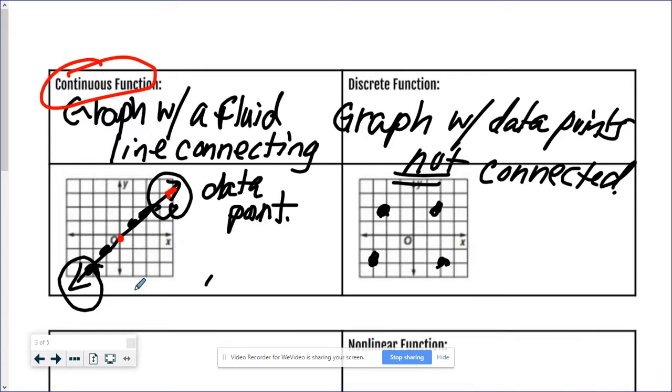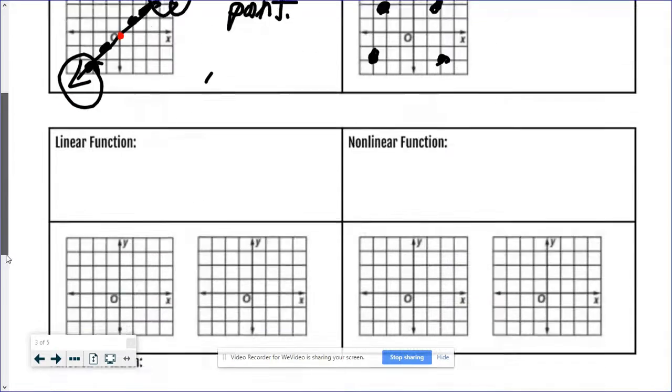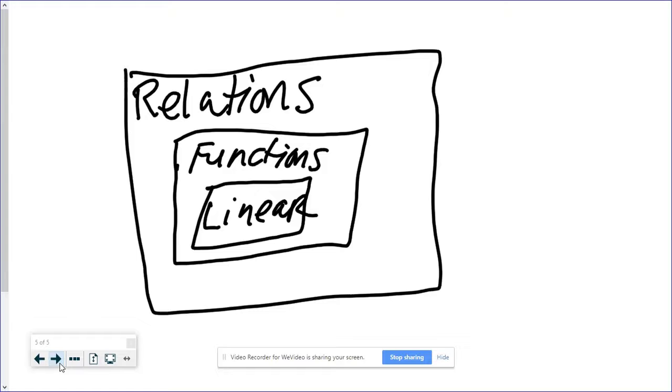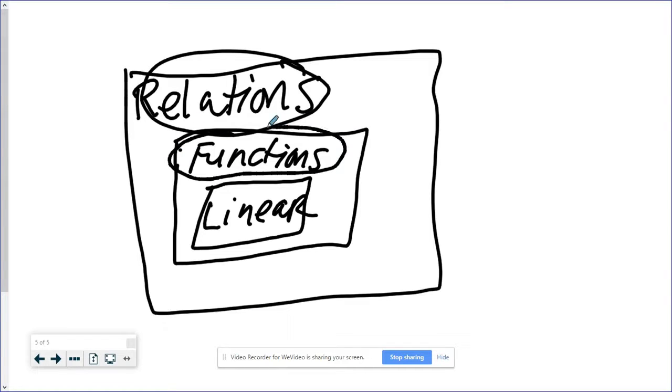Okay, so now we're going to scroll down and we're going to talk about linear functions. So really quickly, I just want to show you where we've gone, where we're going. So we talked about relations, and I said, okay, relations is really, really broad. And then we got more specific and I started talking about functions. And I said a function is a relation, but it's a special kind of relation. And we talked about how every x has to have a specific y. Now we're going to get even more specific and we're going to talk about linear functions.